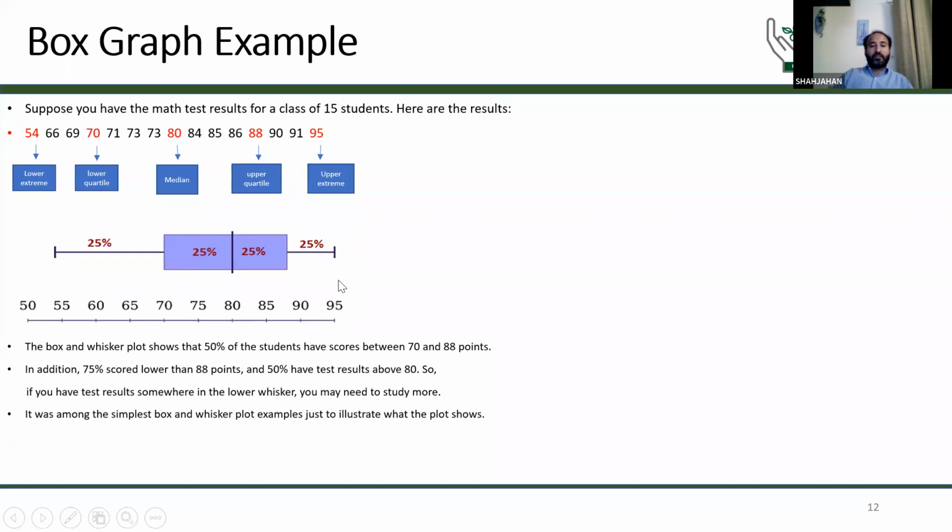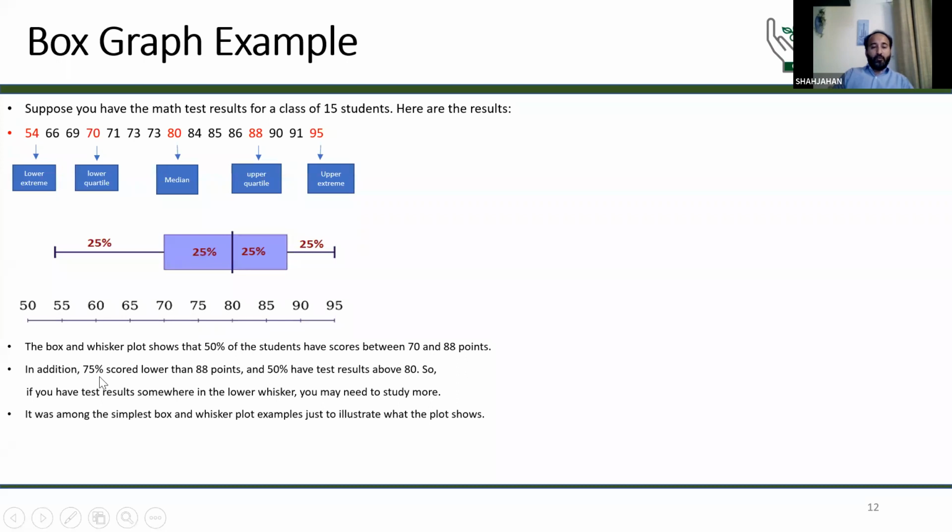So now, whenever you have a box graph, you can judge that this line means the lower extreme, this line is the upper extreme, this is the median, 80, this line is the upper quartile, and this line is the lower quartile. So the box and whisker plot shows that 50% of the students have a score between 70 and 88 points. Now we are going to analyze this box graph. You can see that this box holds 50% of the data. So 50% of students got from 70 to 88 marks.